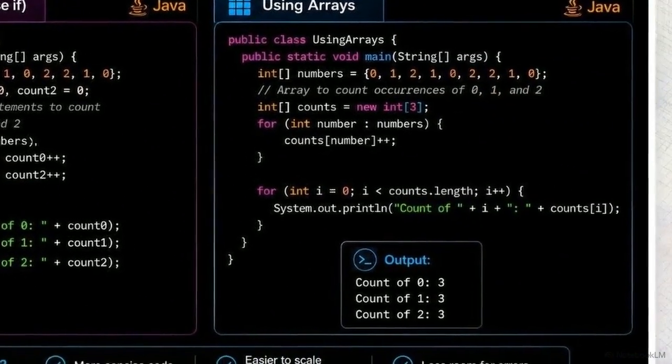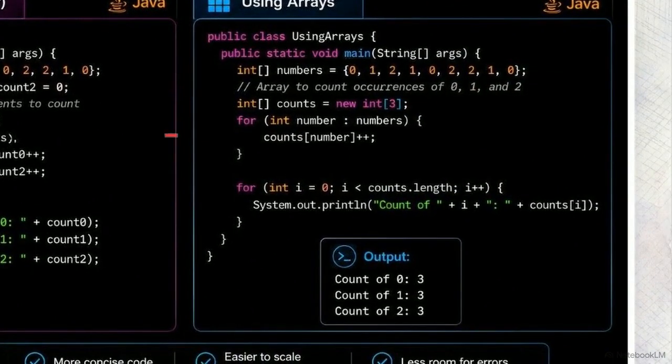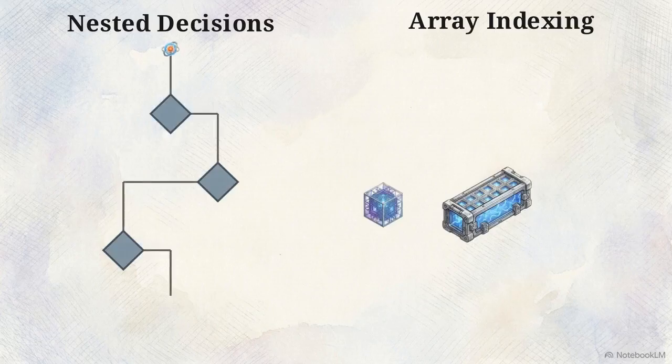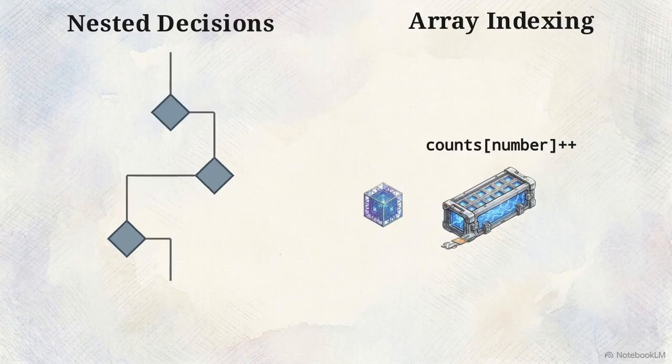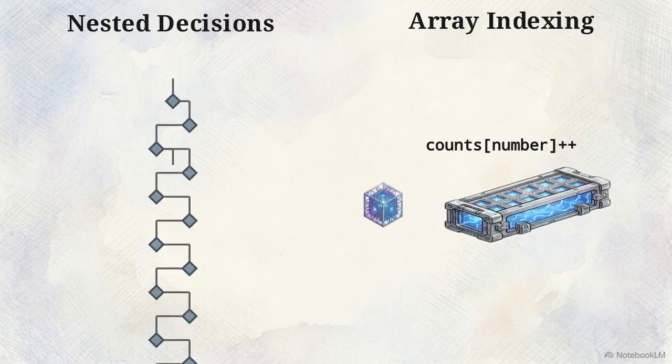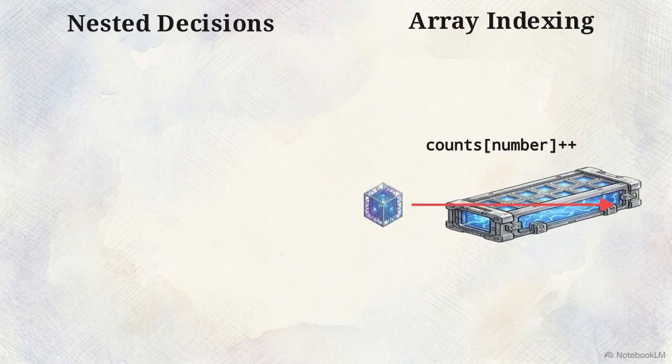Contrast that with the array solution on the right. Here, the data value itself acts as the mathematical index. That single line, counts[number]++, replaces the entire branching logic block. Instead of asking a series of questions, the system performs a direct one-step memory lookup based on the value's index. This enables true scalability. Handling 100 different categories requires zero changes to the control structure. You simply increase the size of the initial array.